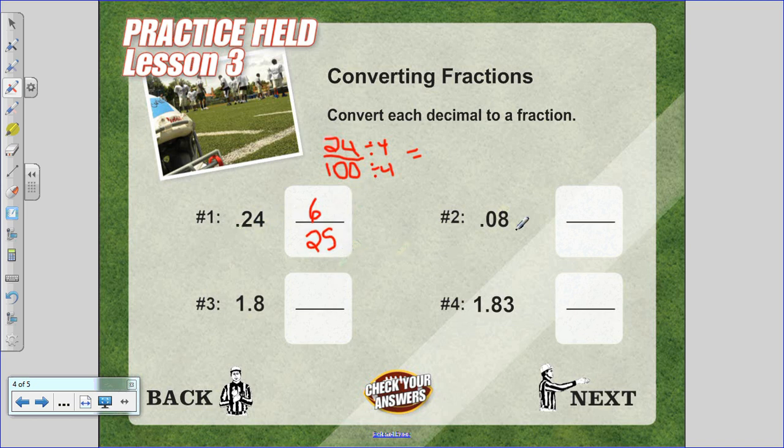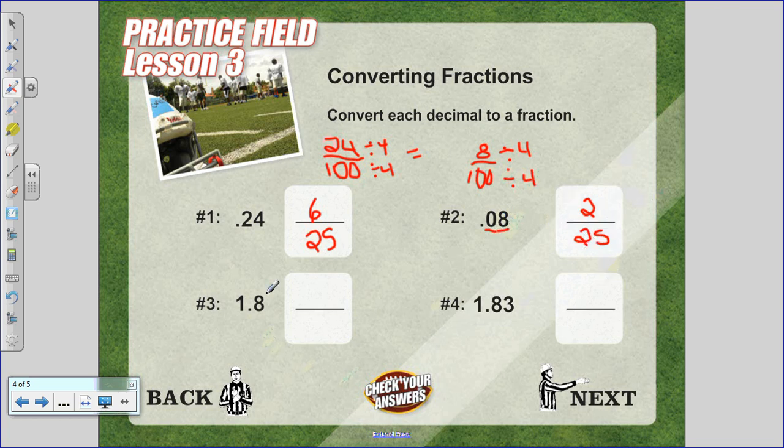Now this one, I just have an 8, so I can just write 8 on the top. But it takes up 2 decimal places, so I still have to have 100 on the bottom, because I have to have a 0 for each decimal place. Not necessarily each number, but each decimal place. So I have 8 over 100. Again, 100 is divisible by 4, and so is 8. So that's what we're going to divide by 4. 8 divided by 4 is 2, and 100 divided by 4 is 25. So 0.08, or 8 hundredths, is 2 over 25.